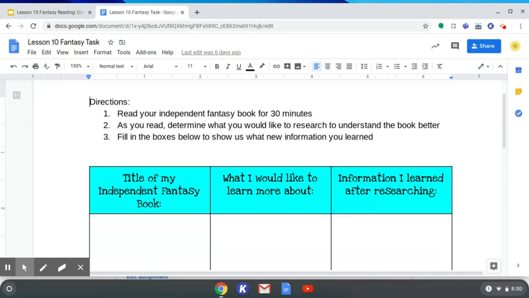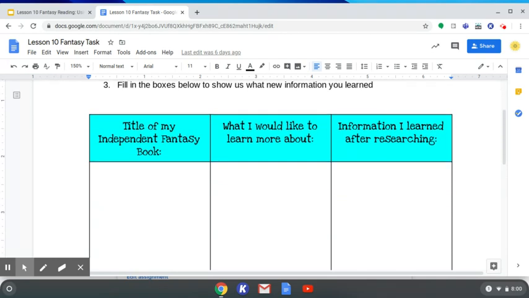And then fill in the boxes below to show us what new information you learned. So you're going to put the title of your fantasy book here, what you're curious about or what you would like to learn more about in this middle box, and then do some research. You guys have done really well on independent research. So do a Google search, find some articles, find any sort of information that might help you understand your book better. I'm really interested to see what you would like to learn more about based on your books.